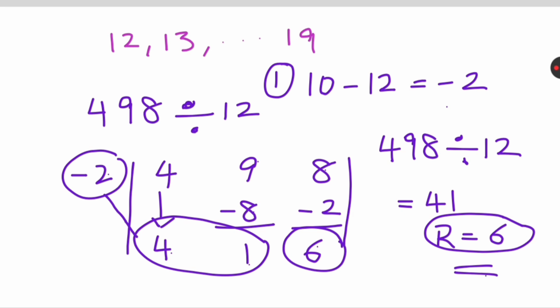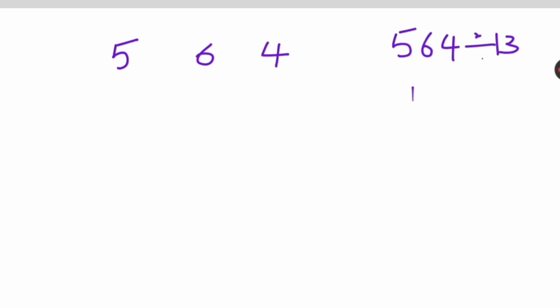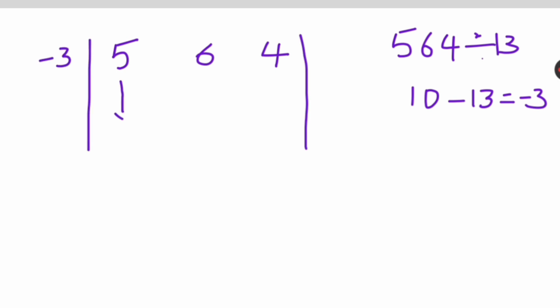I will explain one more example. Suppose we have 564 divided by 13. So what is the first step? First you have to do 10 minus 13, which is minus 3. That means you have to work with minus 3. First, bring down the 5 as it is. And observe here, when you multiply 3 times 5, which is 15, this 15 is greater than 6.